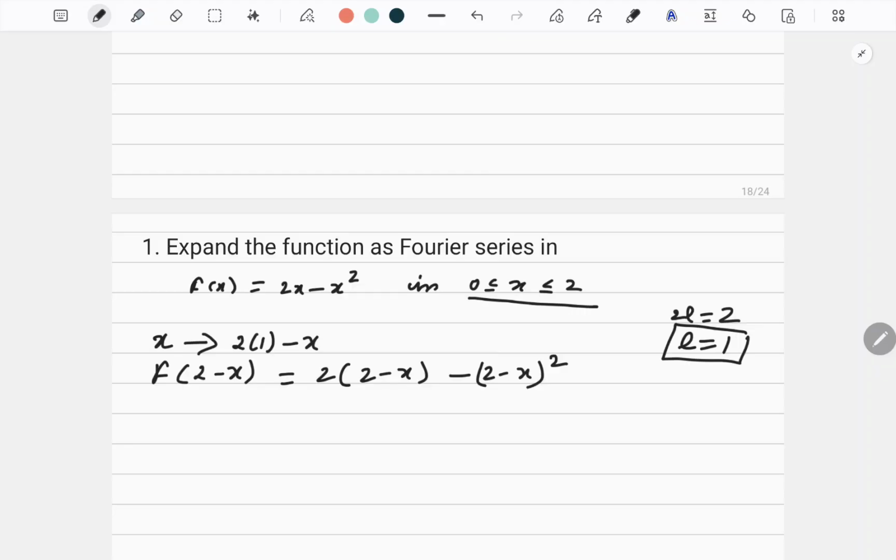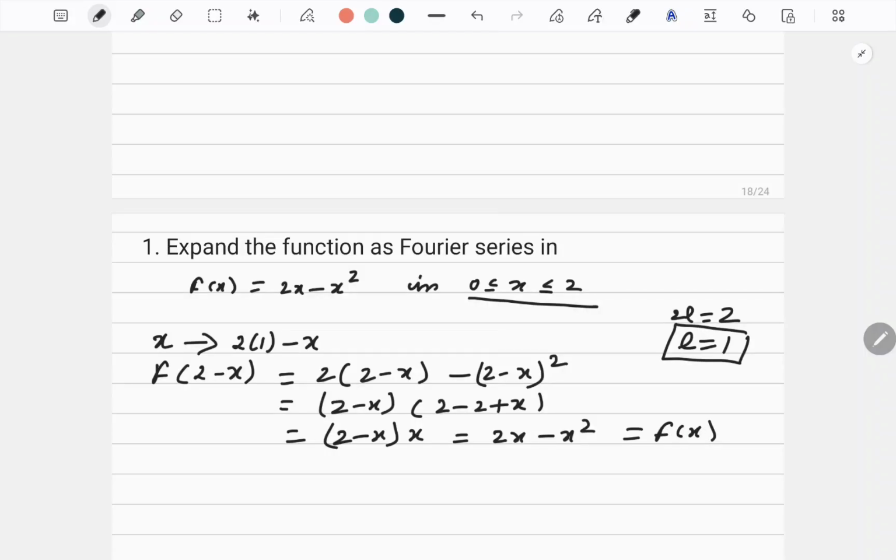I need to check it in the function, right? Now if I take 2 minus x common, I am left with 2 minus 2 plus x. So this is (2 minus x) into x, or it is 2x minus x square. If you observe, I get back the same function. So the function is an even function in the range 0 to 2.